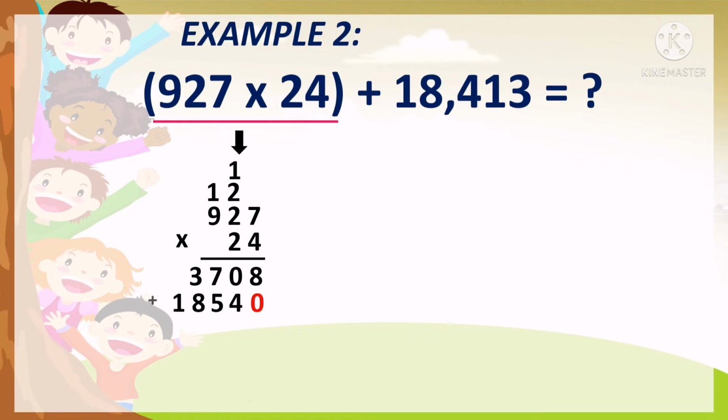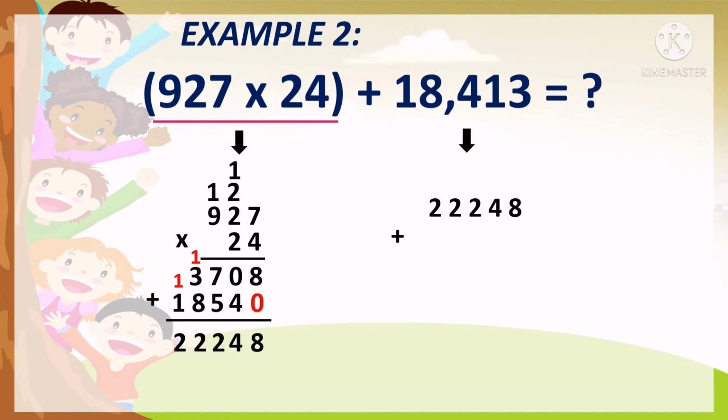What we're going to do is just add those two numbers, beginning from the ones place. 8 plus 0 is 8. 0 plus 4 is 4. 7 plus 5 is 12. 2, carry 1 to the next place value. 1 plus 3 is 4, plus 8 is 12. So 2, and carry again another 1 to the next place value. And finally, 1 plus 1 equals 2. So from multiplying 927 times 24, we get a product of 22,248.